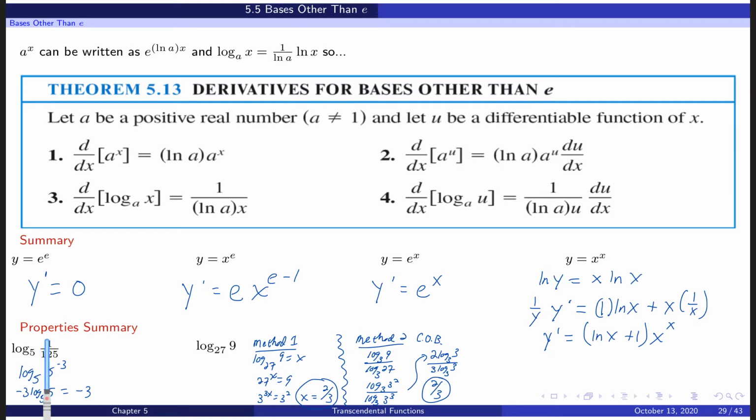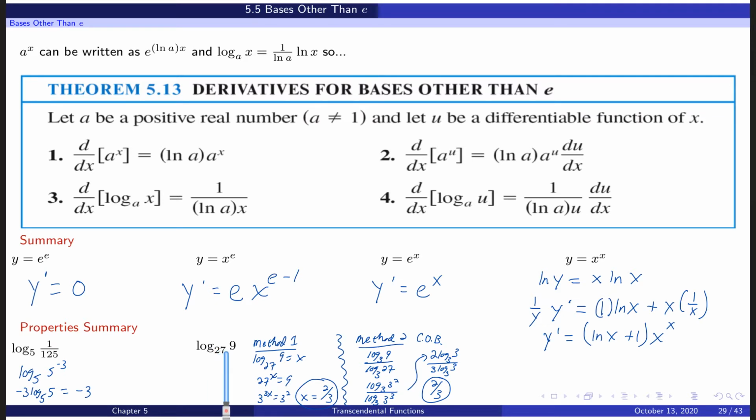Other property summaries, if you have an argument that can be simplified into some sort of power of the base, like this situation here, 125 is 5 cubed and the denominator is 5 to the negative 3. The base and the exponent are the same, the base and the argument are the same. The exponent falls out front, and then when you have log base 5 of 5, that's 1. So that statement simplifies down to negative 3. There's two different ways of doing this.